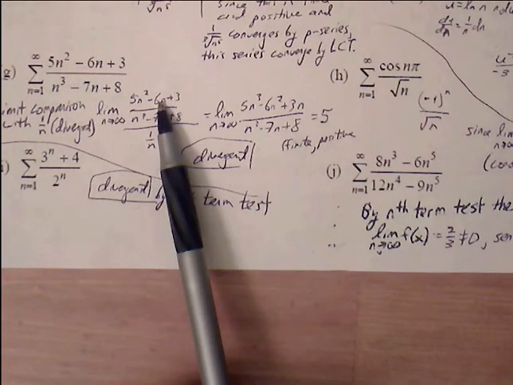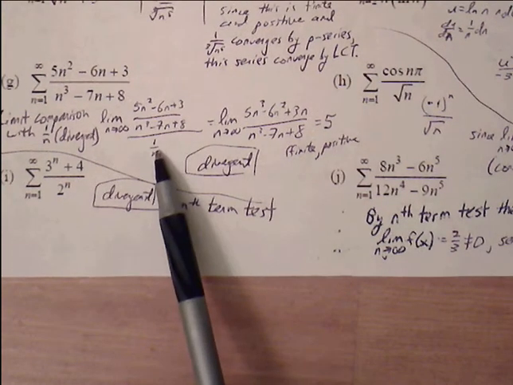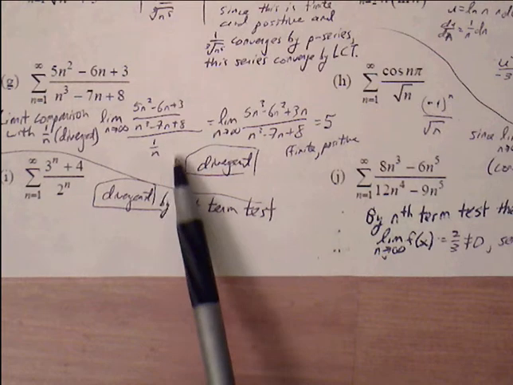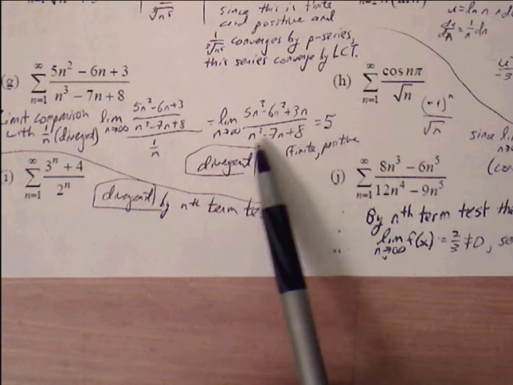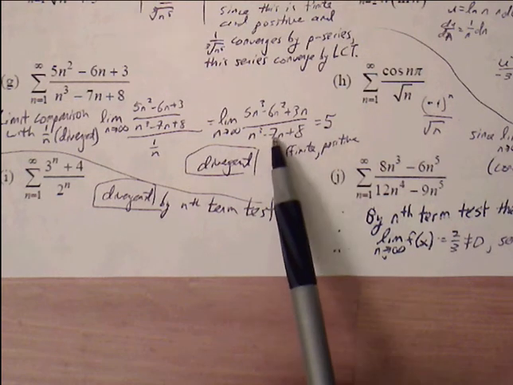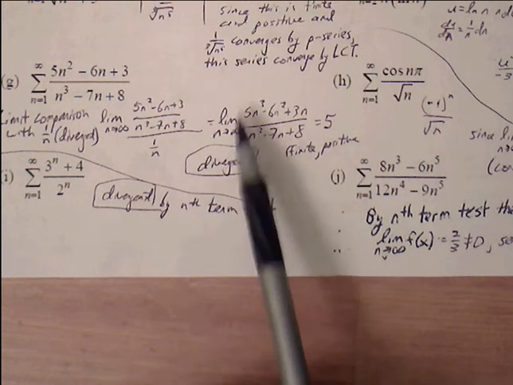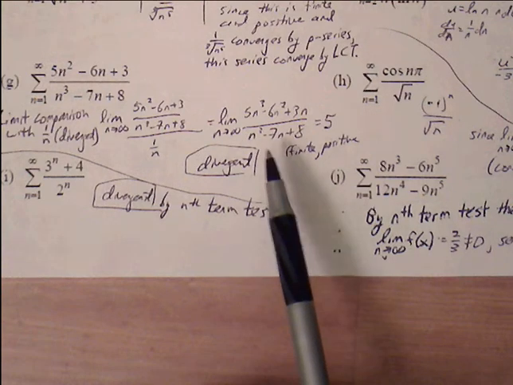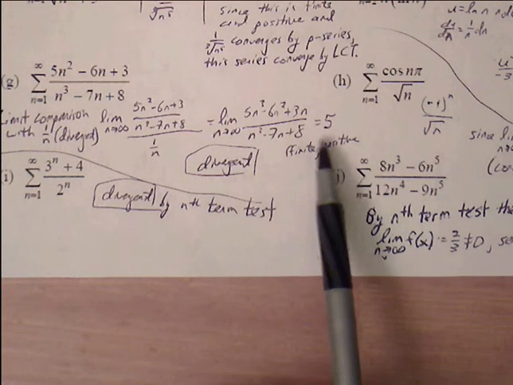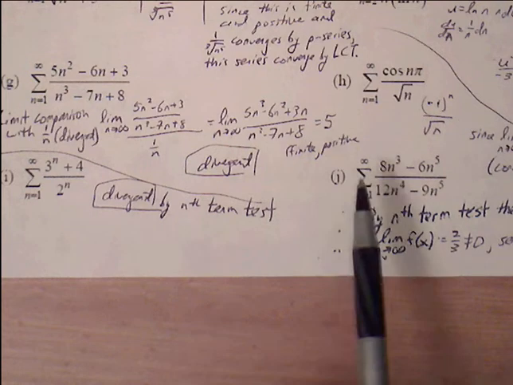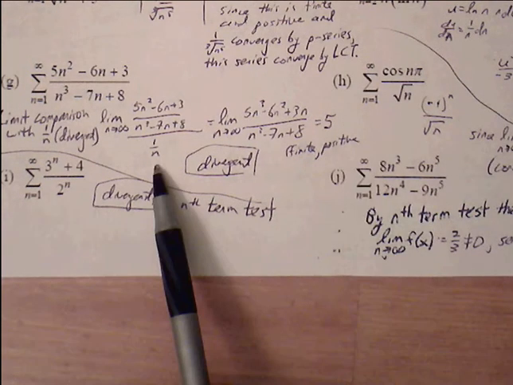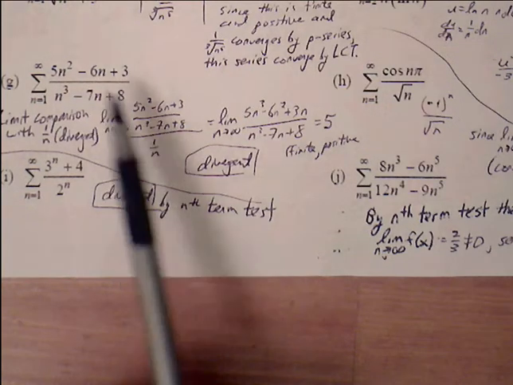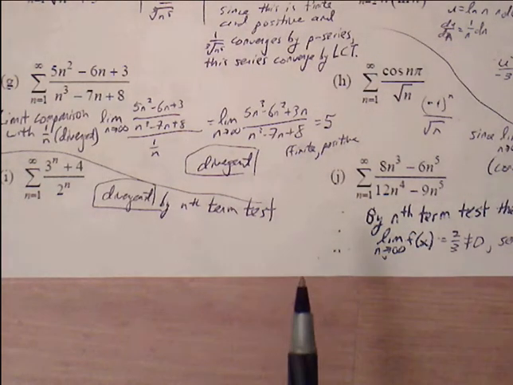So we put the original sequence over the simpler sequence, multiply by the reciprocal, and we're left with 5n cubed minus 6n squared plus 3n over n cubed minus 7n plus 8. And if we find the limit as n approaches infinity, this will produce 5 over 1. And 5 over 1 is finite and positive, so we know that this test will work. And since 1 over n diverges, we know that this series must also diverge.